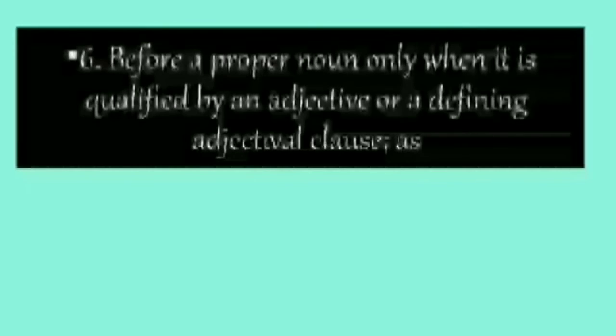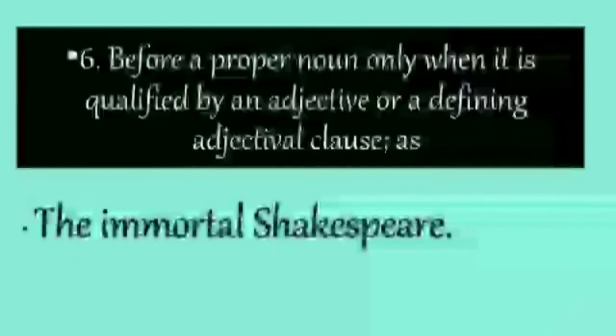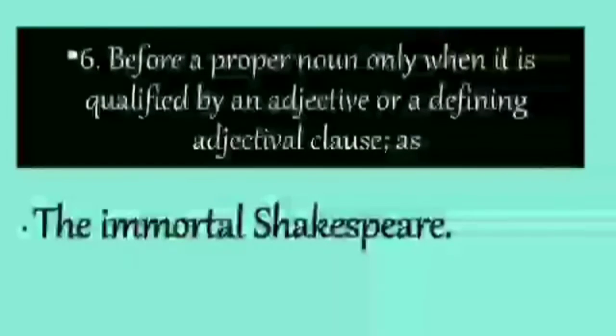The sixth use of the is before a proper noun only when it is qualified by an adjective or a defining adjectival clause. For example, the immortal Shakespeare. Here Shakespeare is a proper noun which is qualified by an adjective, immortal. That is why I have written the before it.